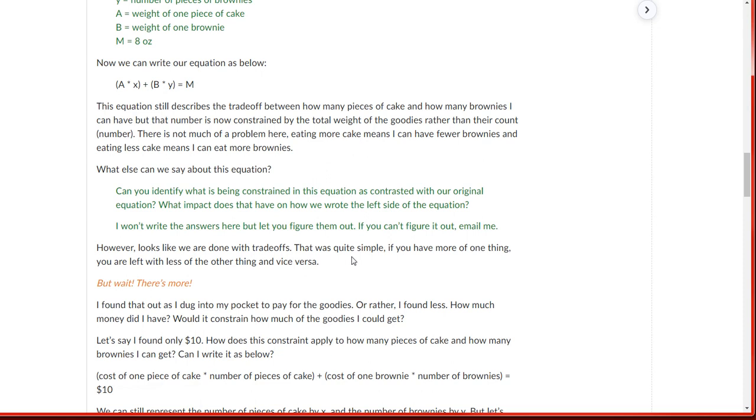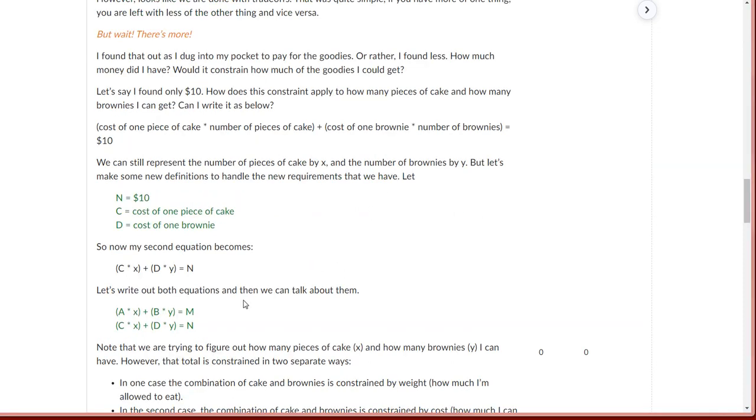So my first constraint was on the weight of the goodies. My second constraint is going to be on the total cost of the goodies. So now we're going to have two equations. Okay, so let's say I have only a total of $10. Now, let's say a piece of cake costs C dollars and one brownie costs D dollars.